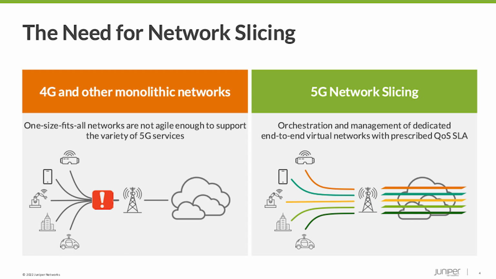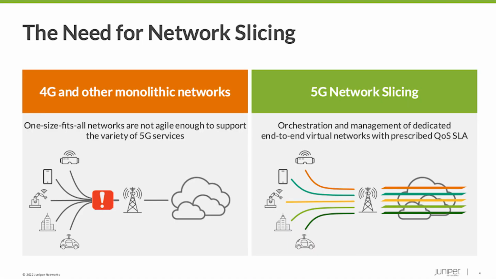If you look at the 4G and other monolithic networks, they were providing one kind of basic connectivity, a one-size-fits-all kind of network. With 5G network slicing, what we are trying to do is provide dedicated end-to-end virtual networks per user or per tenant or per use case or per service that can be allocated bandwidth and can be protected, right? And once you have that prescribed quality of service, you can enforce it to make sure that you can also start providing service on an end-to-end basis, not just in the radio access network, but you have to take the notion of slicing and extend it across multiple domains, such as transport, core, and even public cloud. And that's the end-to-end slicing that comes with 5G.